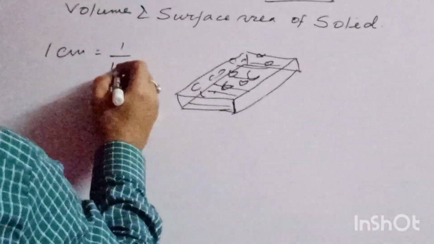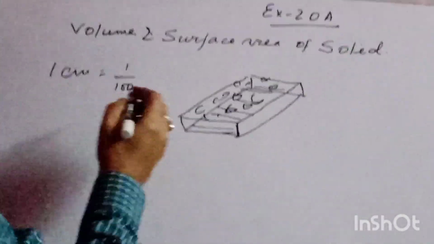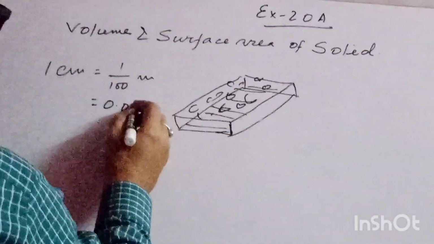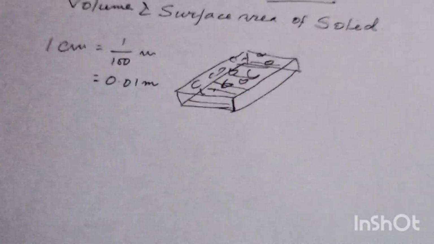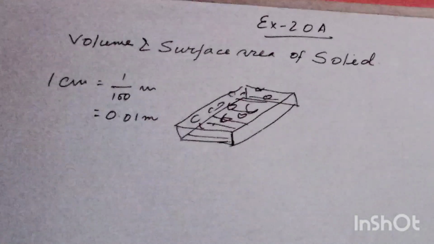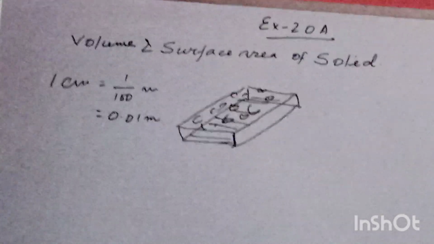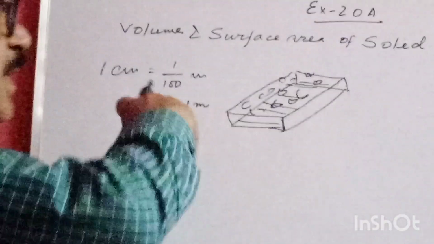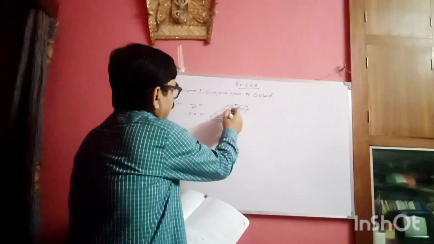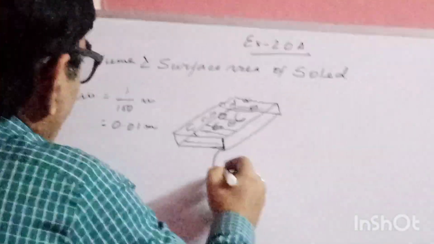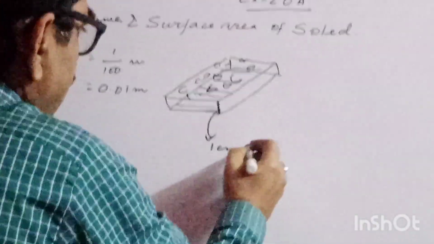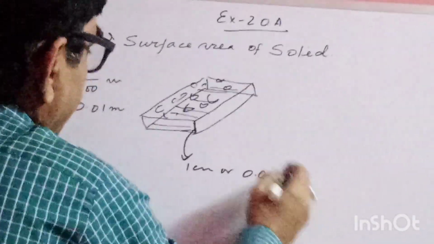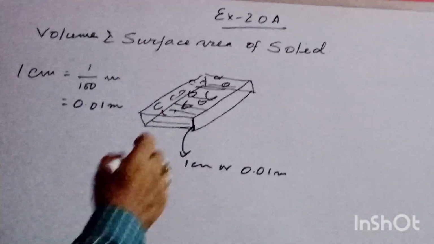meter, that is equal to 0.01 meter. Now what will be the volume of this courtyard after dropping the pebbles onto it? This was the courtyard. Suppose this height is 1 centimeter or 0.01 meter. First, the area is given.